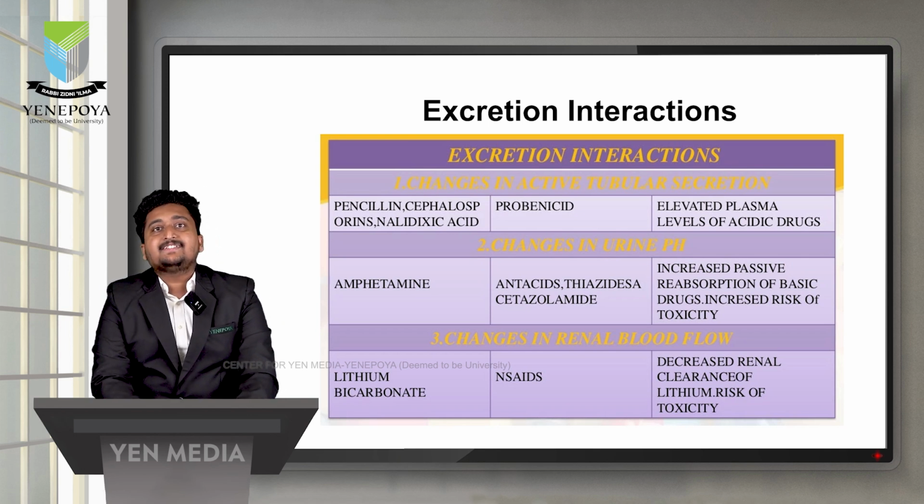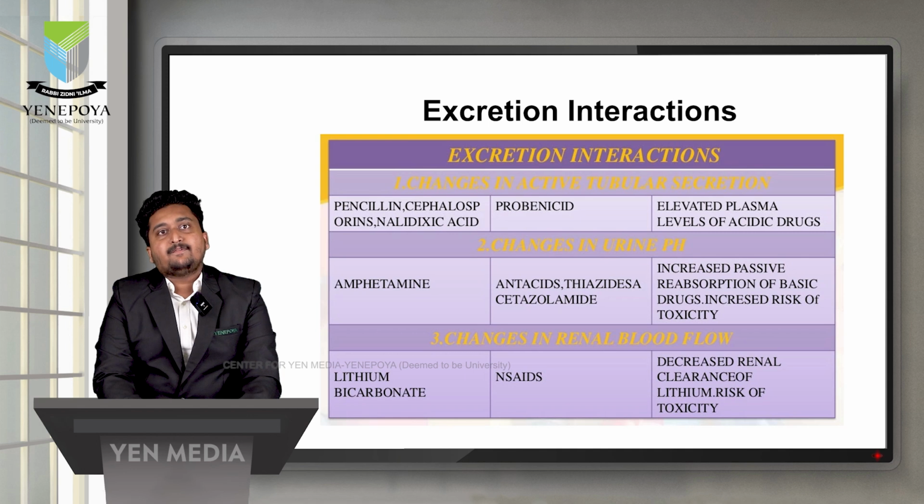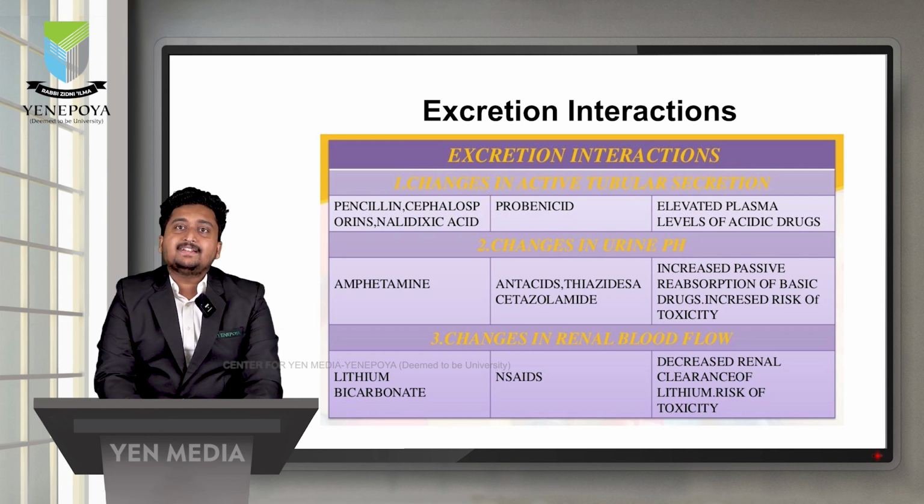The second mechanism is changes in the urine pH. Amphetamine, when given with antacids, you can see there is increased passive reabsorption of basic drugs, and thereby there is increased risk of toxicity. Just as we saw in the case of gastrointestinal pH, how it changes and how it can affect the absorption pattern of the object drug, similarly urine pH changes can also affect the object drug excretion rate. Okay, so that is what we call excretion interactions.